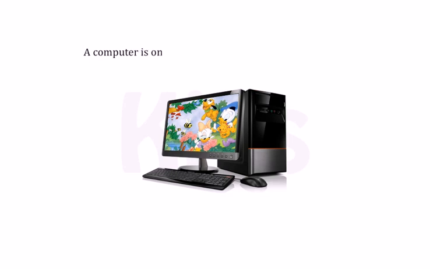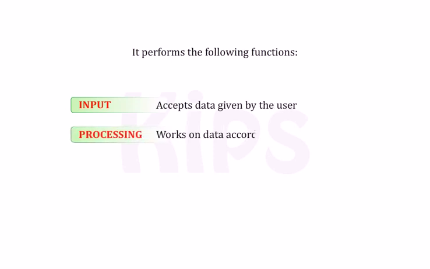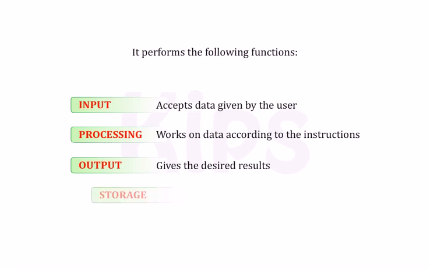A computer is one of the greatest inventions of mankind. It performs the following functions. Input function accepts data given by the user. Processing function works on data according to the instructions. Output function gives the desired results. Storage function stores the information.